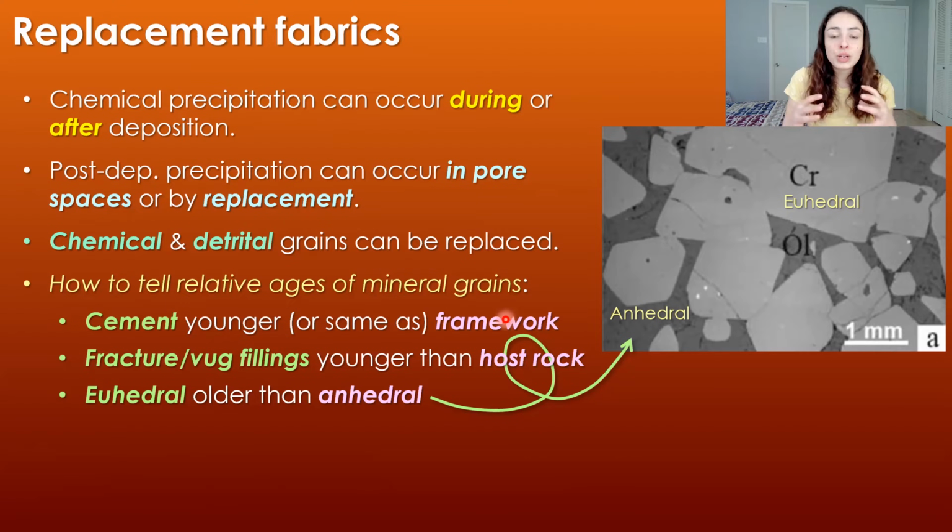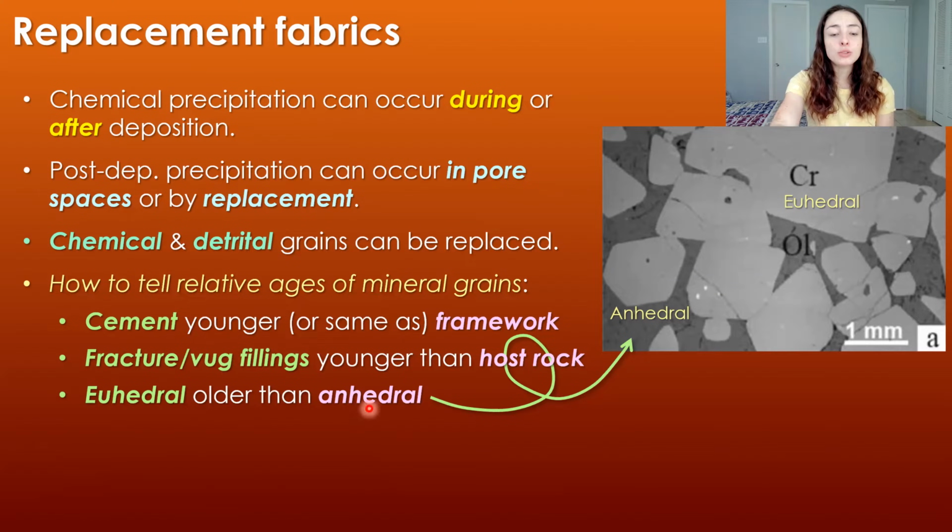So either as those framework grains were accumulating and becoming deposited, the cement was forming, or it formed after, so it's younger than those framework detrital grains. And that's a relatively easy relationship to see. Another easy relationship to see is that fracture and vugs are filled after the host rock was already formed. So the host rock forms, then fractures and vugs may form, or maybe they formed during the host rock's formation, but then they're filled, so like vein fillings, for example, are younger than that host rock. And that's another obvious relationship.